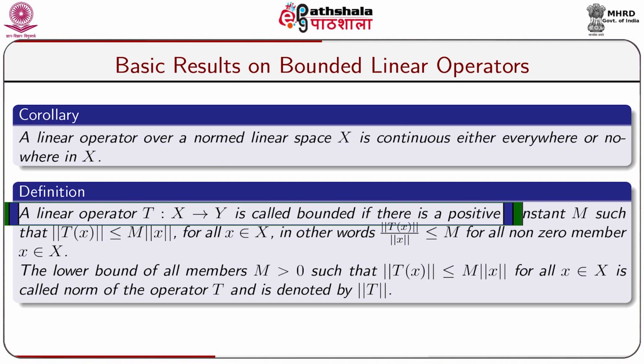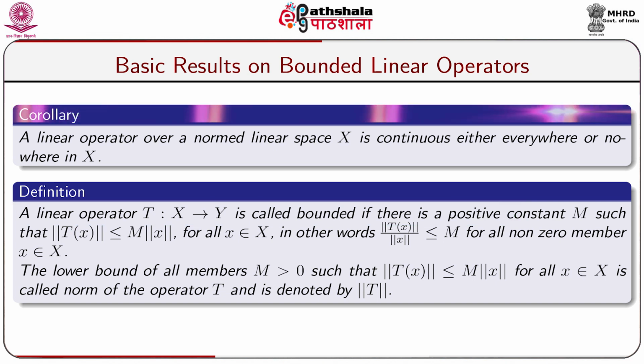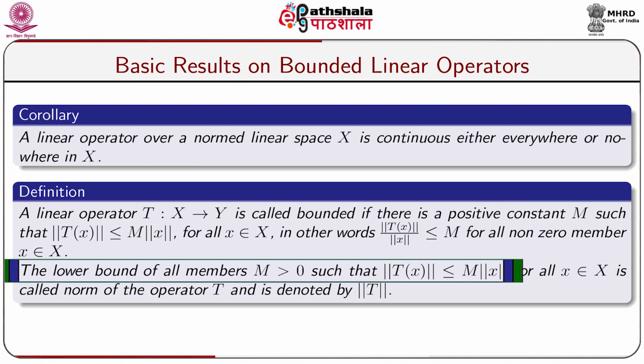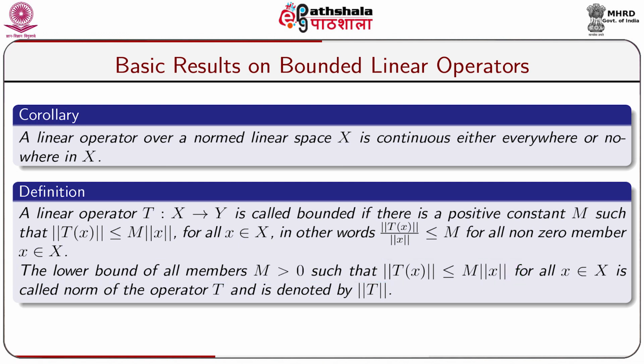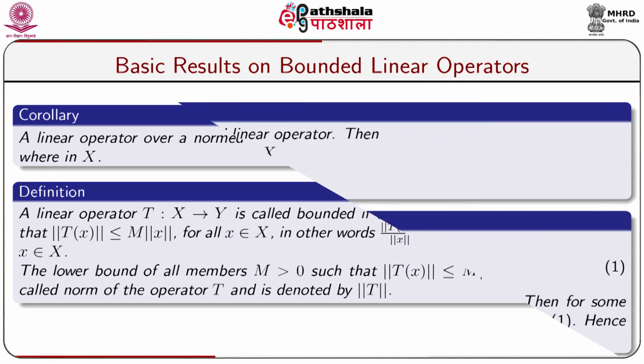A linear operator T from capital X to capital Y is called bounded if there exists a positive constant capital M such that norm of Tx less or equals to M into norm of x for all x belonging to capital X. In other words, norm of Tx divided by norm of x less or equals to capital M for all non-zero members x belonging to capital X. The lower bound of all numbers capital M greater than 0 for which norm of Tx less or equals to M into norm of x for all x belongs to capital X is called the norm of the operator T and denoted by norm T.